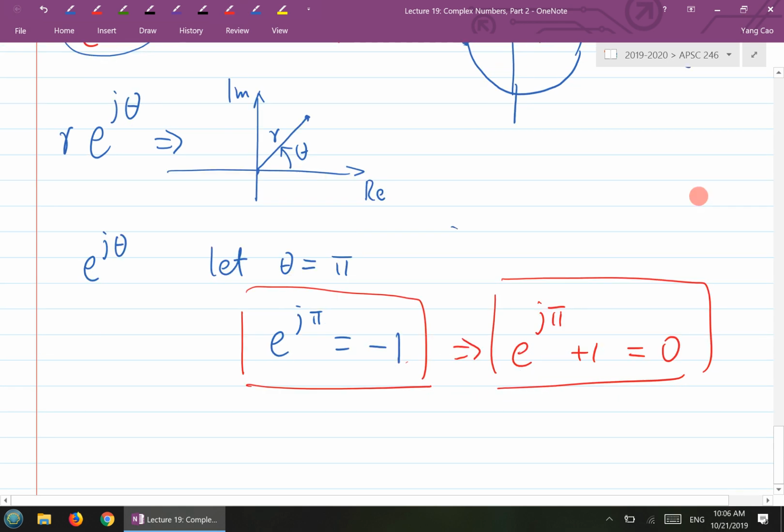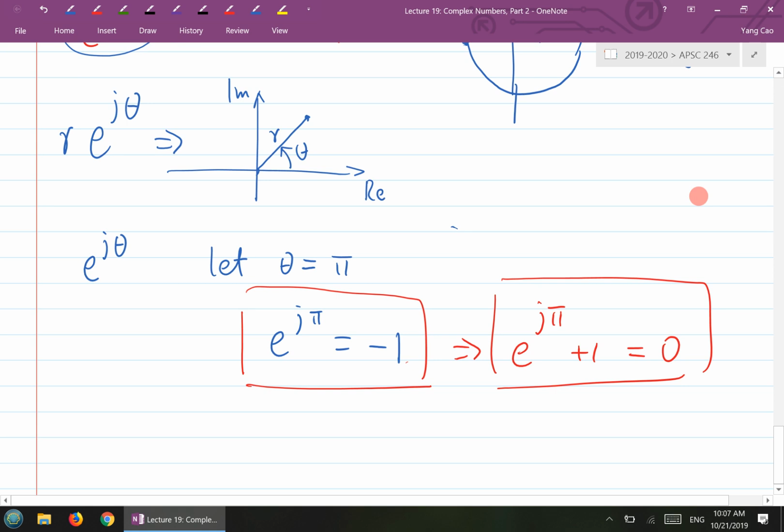So what are the 5 important constants out of this equation? Anyone? 1, yeah. What else? J. Anything else? Pi. What else? E. What else? 0. 0, 1, J, pi, E.